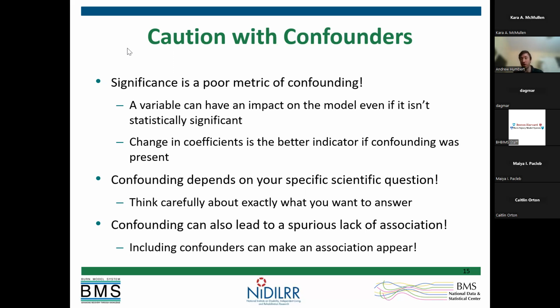So it's important to note that when we're including confounding, we're not looking at if those variables are statistically significant. That's not a metric of confounding. That's a metric of specific association with that predictor, which again is different than what we're often interested in when we're considering confounding. What you really want to look at is a change in coefficients or a change in estimates for your predictor of interest.